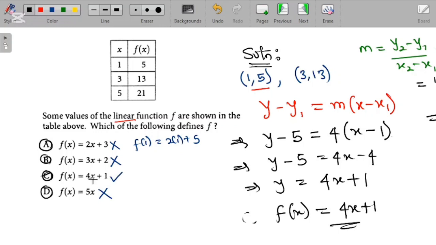And of course, like we've already seen, if you put in these values 1, 3, 5, you will definitely get these values here. So this is a better approach, and this is what they require that you use in solving this problem. It is fast and very easy to do.